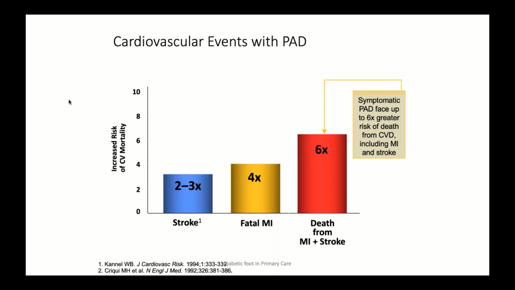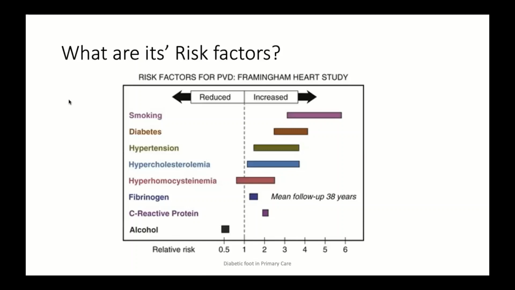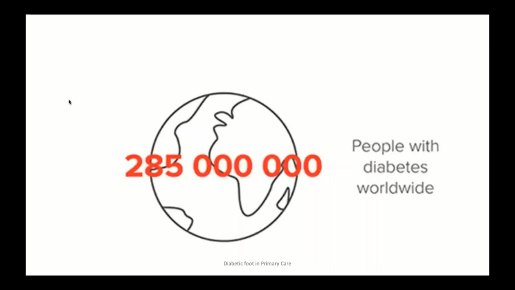If you look at what risk factors there are, and I think it's very familiar to you, there are very, very strong risk factors for peripheral vascular disease. Amongst them, smoking and diabetes tend to be hugely important components. They're probably the biggest contributors to peripheral vascular disease.